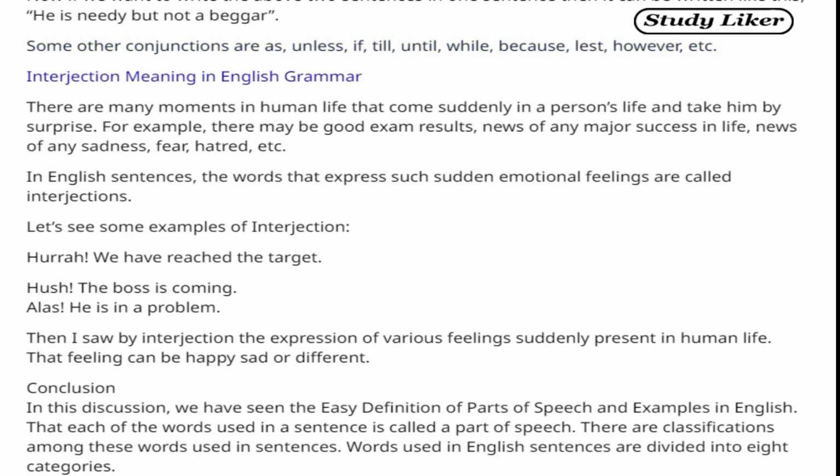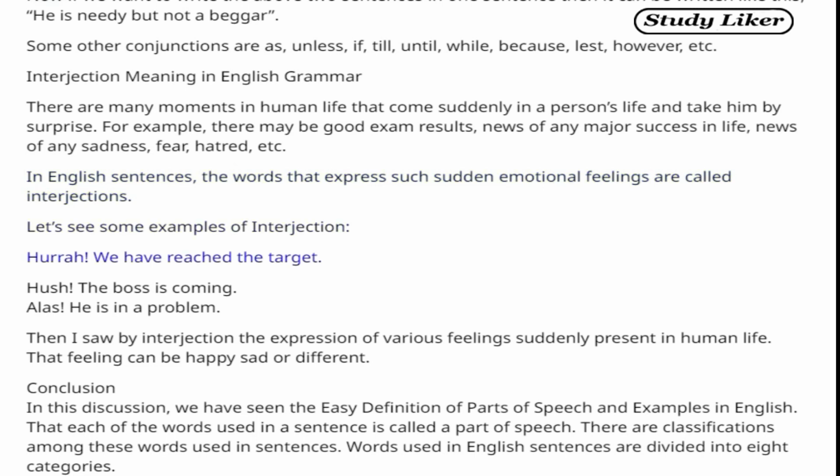Interjection meaning in English grammar. There are many moments in human life that come suddenly in a person's life and take him by surprise. For example, there may be good exam results, news of any major success in life, news of any sadness, fear, hatred, etc. In English sentences, the words that express such sudden emotional feelings are called interjections. Let's see some examples of interjection.